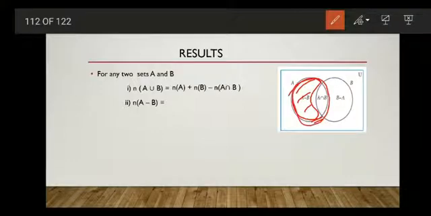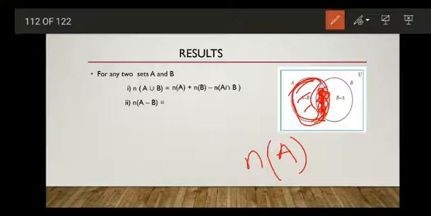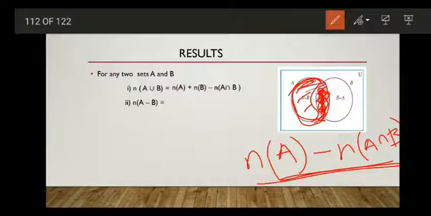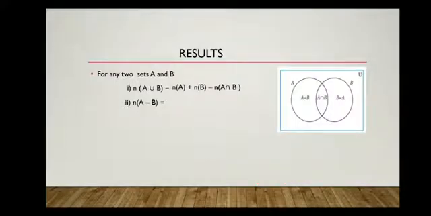We have set A. If you count the number of elements in set A, that is n(A), we have counted the elements in this portion and also in this portion. So we have to remove those elements, that is, the number of elements in A intersection B. This will give us the number of elements only in A, not in the other set. So n(A difference B) = n(A) - n(A intersection B).